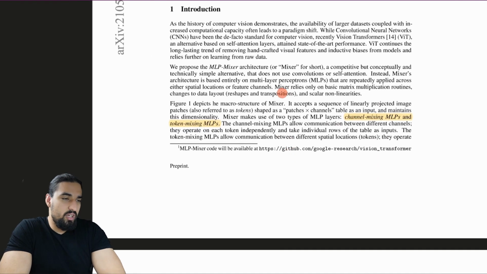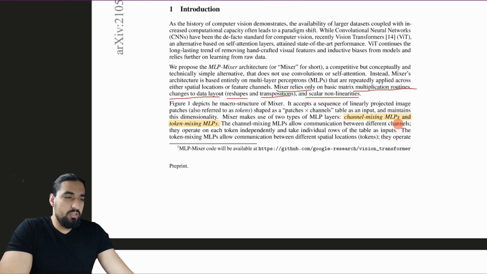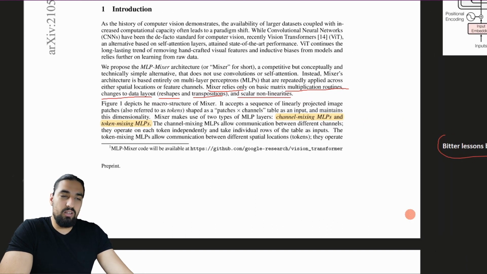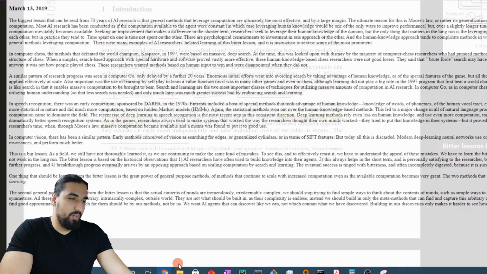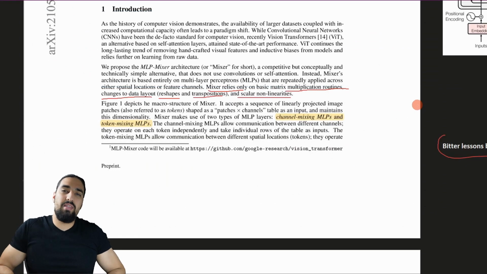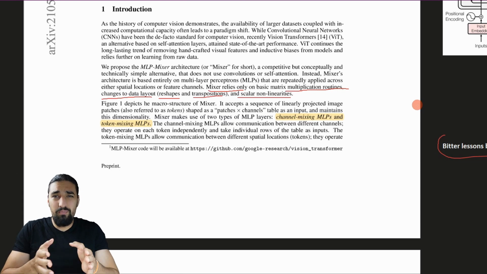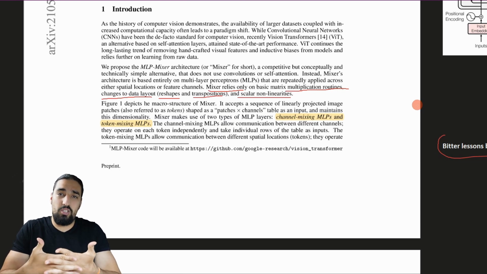First things first, they say here, the mixer relies only on basic matrix multiplication routines, changes to data layouts such as reshapes and transpositions, and scalar nonlinearities such as Gaussians, as we'll soon see. That part reminds me of The Bitter Lesson by Richard Sutton, a blog you should check out, and I'll link it in the description. It basically says that the models that stand the test of time are those which are simple and can leverage the available computation of the time.